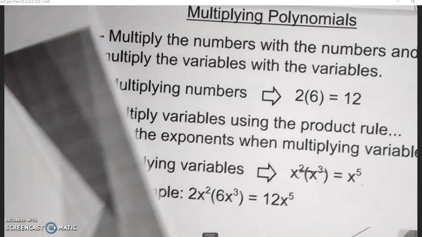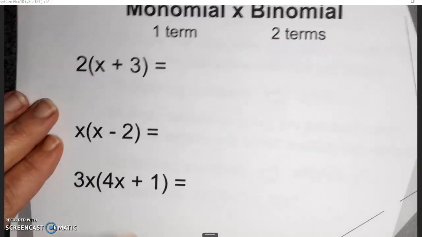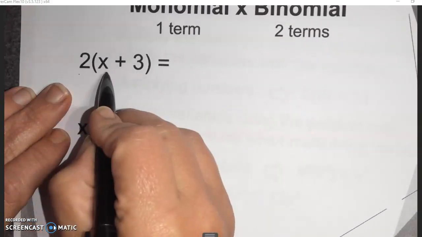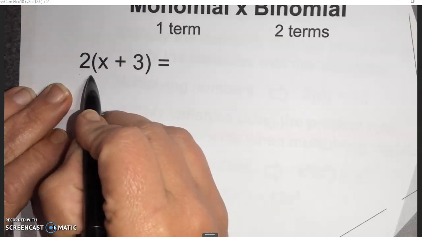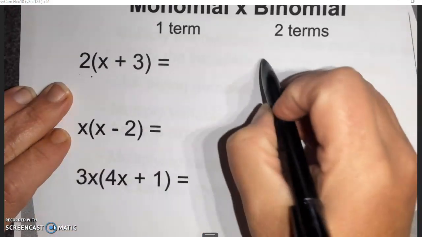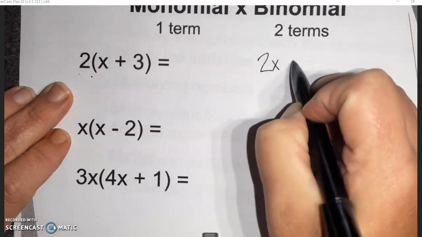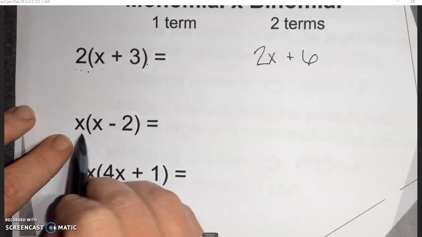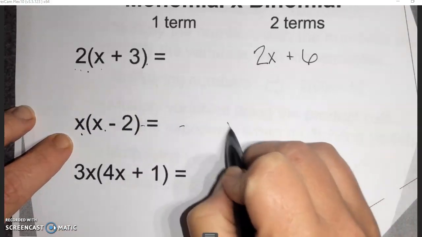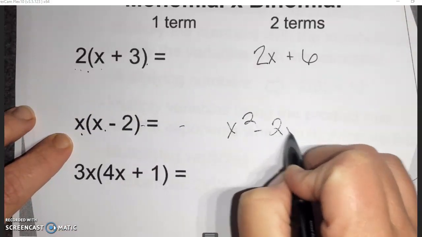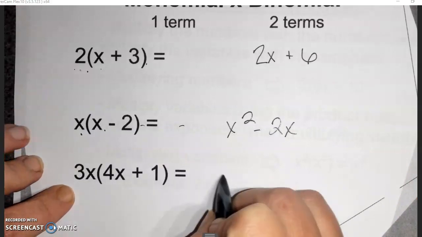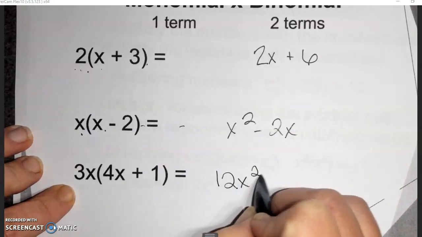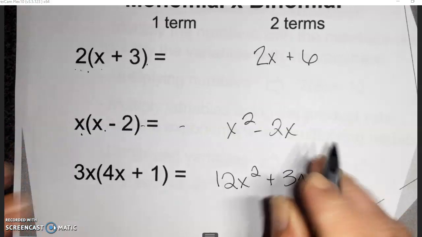So examples of monomial times binomial. One term times two terms. This is going to leave us with 2x plus 6. One term times two terms. One term times two terms leaves us with x squared minus 2x. One term times two terms is 12x squared plus 3x.